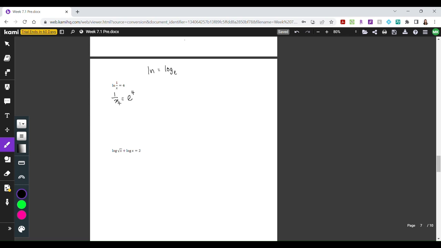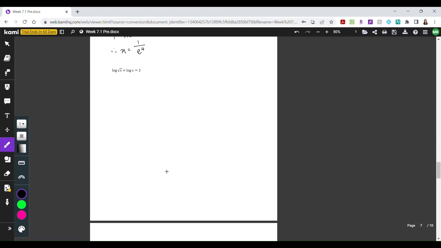Now from here, I want to multiply both sides by x, so I can get rid of the fraction, right? So I'm going to get y equals x e to the power of 4. I want x by itself, so I'm going to divide both sides by e to the power of 4 to finally give me x equals 1 over e to the power of 4. And that'll be my final answer. Now you can just leave it as e, which generally is what the answer gives you. There is a specific value that e has if you put it in a calculator, but like I said, you can just leave this as e. Alright?